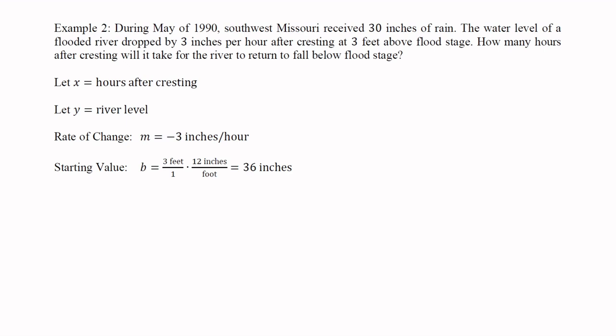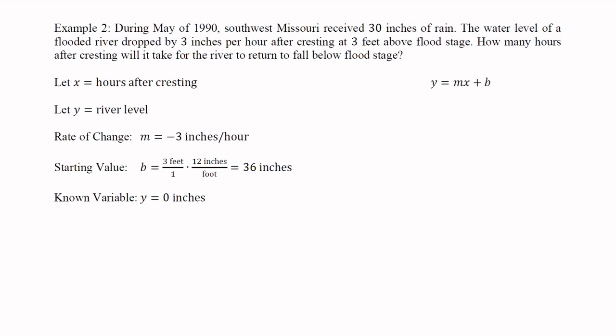So we convert that to inches using dimensional analysis, and we find that we are 36 inches above flood stage to begin. Our known variable is 0 inches. We want to see how long it takes to get to below flood stage, with flood stage in this case being at 0 inches.